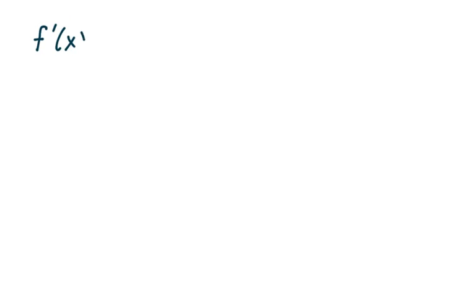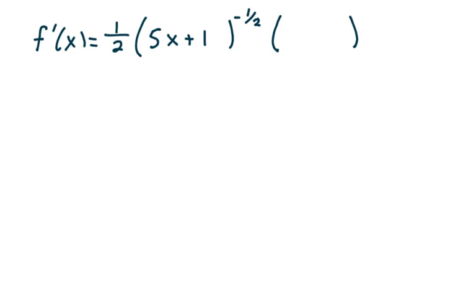So f prime of x is 1/2 times. Now, again, my g of x is 5x plus 1. And I'm going to raise this to the negative 1/2 power. And I'm going to take this result and multiply by g prime of x, which is equal to 5. And so this is 5 over 2 times (5x plus 1) to the 1/2 power.